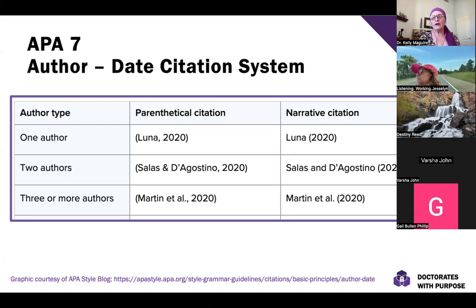Now, when you have three or more authors, that's when we start using the et al. And the et al. is really interesting. This is where we start to see a lot of things being mixed up because we're used to putting a comma after the author's last name. However, in an et al., we don't do that. So we would have the author's last name, Martin, a space, then "et," a space, then "al," a period, and a comma. They are right next to each other.